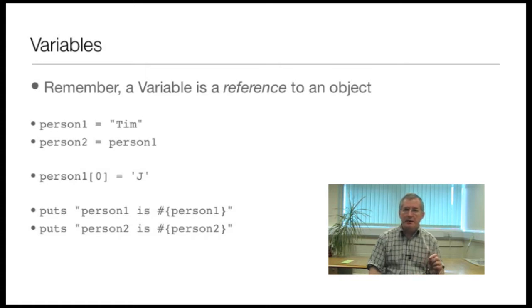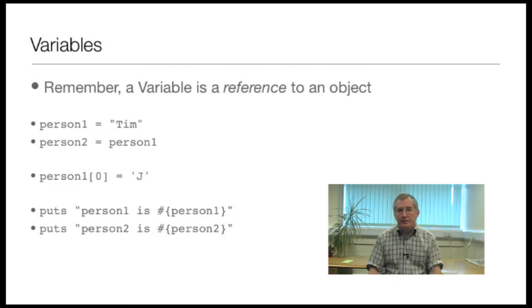A variable name is simply a reference to an object. So in this particular case, we've got a variable called person1, which is pointing at the string Tim, which, if you remember what I said in the earlier lecture, everything in Ruby is an object. So Tim is an object of type string. We're pointing person1 to the object Tim.